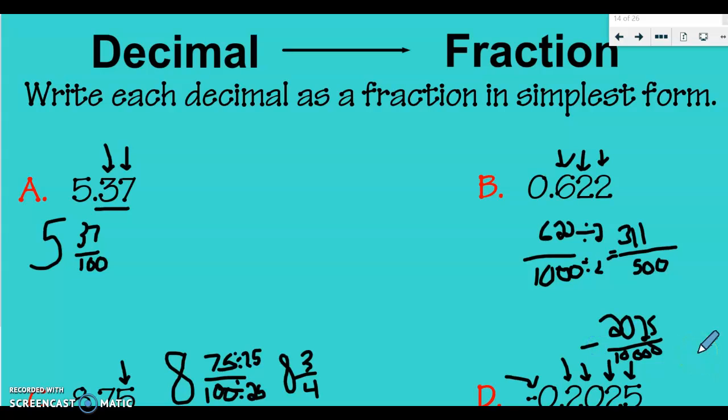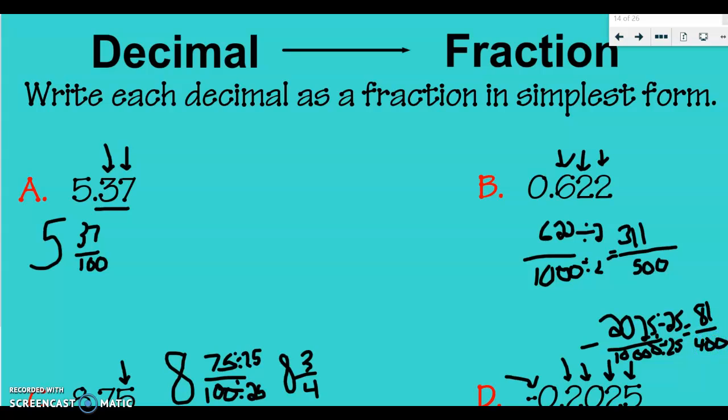Then you want to simplify. After you go through all your greatest common factors, I would try 5 because 2,025 and 10,000 both end in a 0 or 5. But then if you go further, 25 goes into both of them. So if I divide by 25, that is 81 over 400.